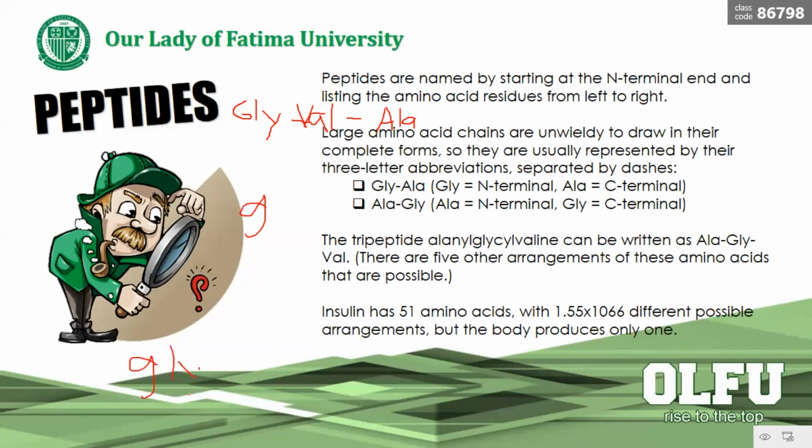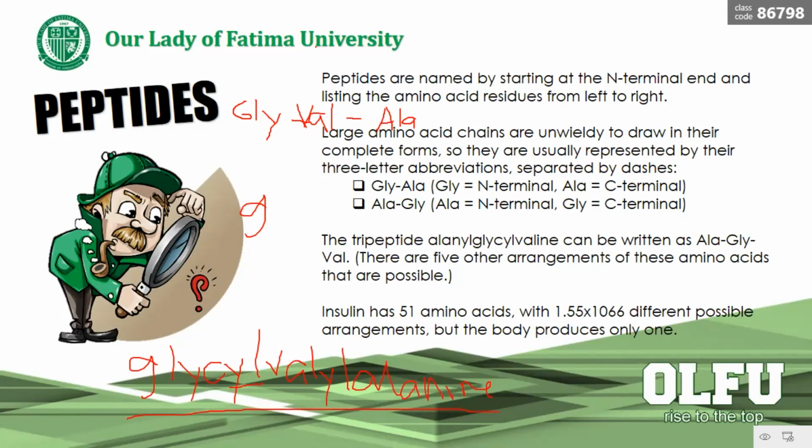So, this is glycyl valine alanine. Ayan, yan yung ating pangalan ng ating peptide, no? Glycyl, valyl, alanine. So papalitan nyo lang ng YL yung last syllables. Kung halimbawa tryptophan, kasi amino acid, tanggalin mo lang yung AN, gawin mong tryptopyl. So ganun lang naman siya.